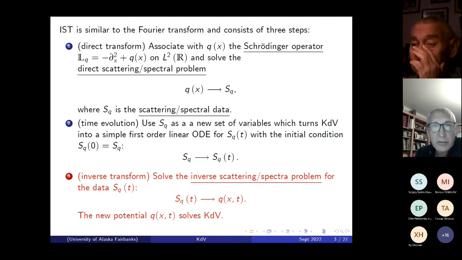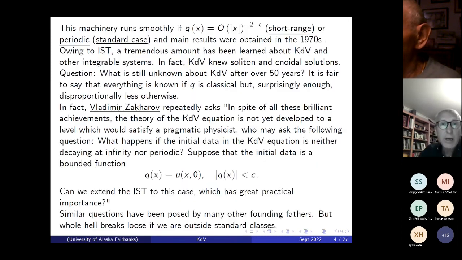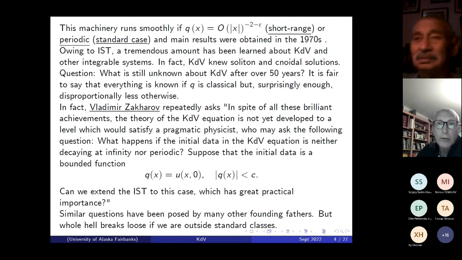And conceptually, it's similar to the Fourier transform, but one would call it a nonlinear Fourier transform. And this mechanism runs smoothly for pretty much only two types of profiles or initial data. It's what we call short-range data. That is the data which decays fast enough at spatial infinity, or periodic, in the case when not scattering data is taken, but spectral data. There are some known cases in between, which are well studied, but those two major types of profiles for which the inverse scattering transform runs smoothly, we call standard cases.